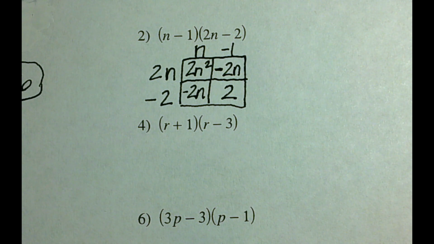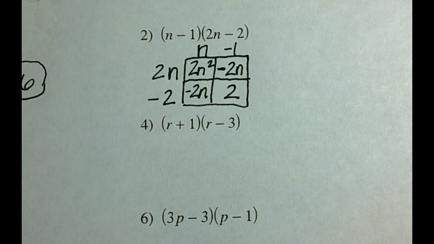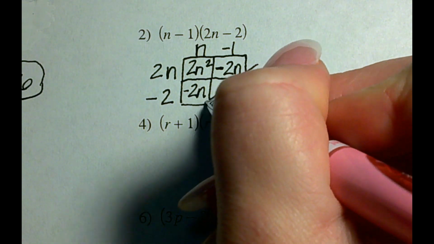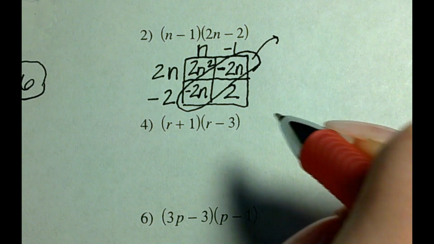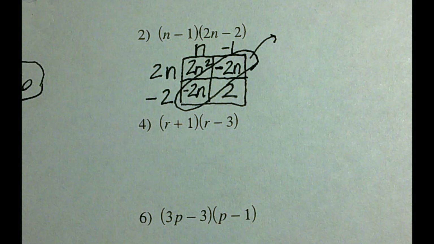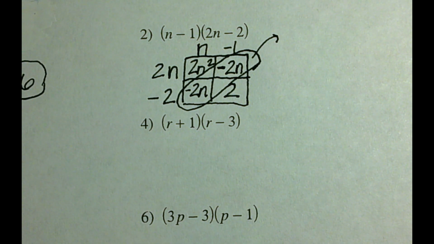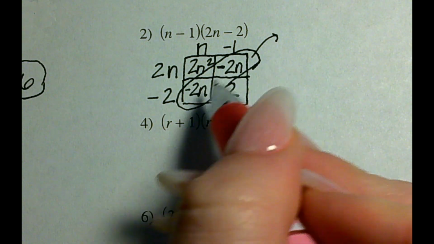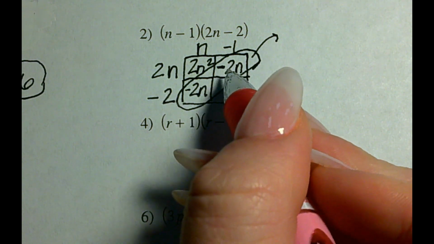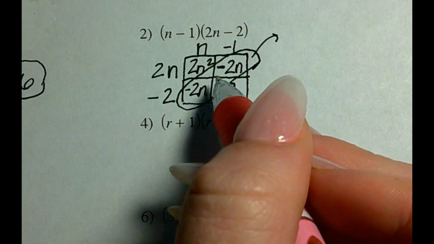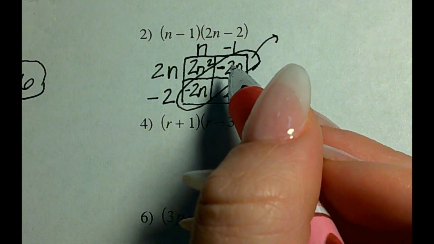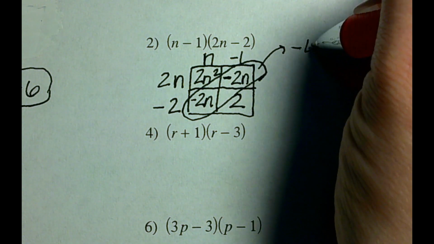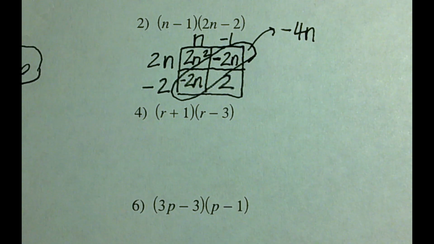So, do we have any like terms? Yes. Right here. What is -2n minus 2n? They only cancel out if our sign is different. If I had -2n and +2n, they would cancel. It's like we're adding -2 plus -2. It's going to give us -4n. That's our middle term.